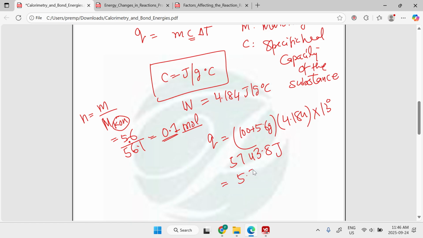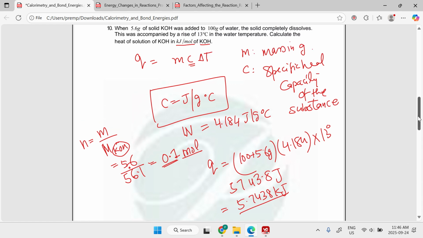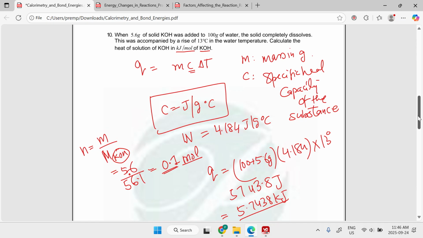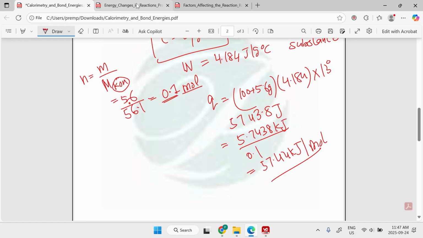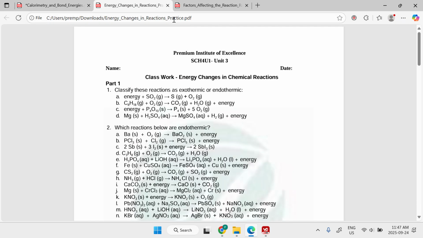So this will be 5.7438 kilojoules. This is the energy needed to raise the temperature, but the question here is what is the energy in kilojoule per mole. So as the name indicates, you just have to divide it by 0.1. So it should now become 57.44 kilojoule per mole, and that's your answer. So try this kind of question. This is about calorimetry and bond energy, and I will move forward with the next topic now.